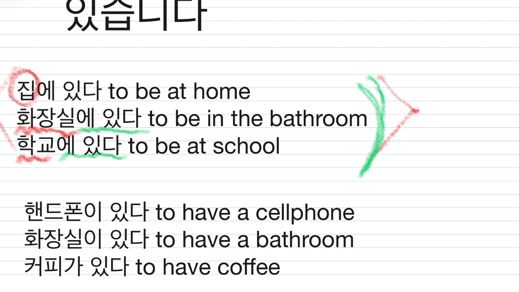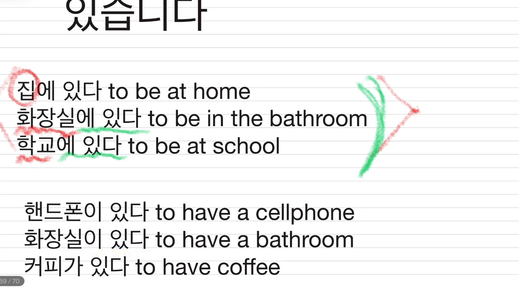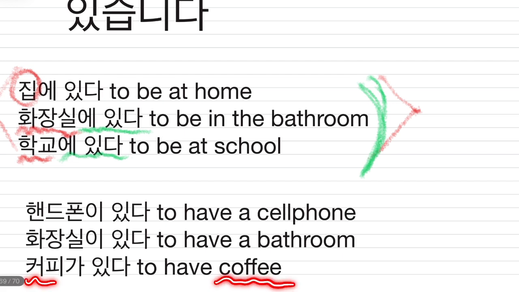Alright? And then 화장실이, 화장실, bathroom. 화장실이 있다. To have a bathroom. There is a bathroom. Alright? And then 커피. What is 커피? Coffee. 커피가 있다. To have coffee. So it's like there is coffee.